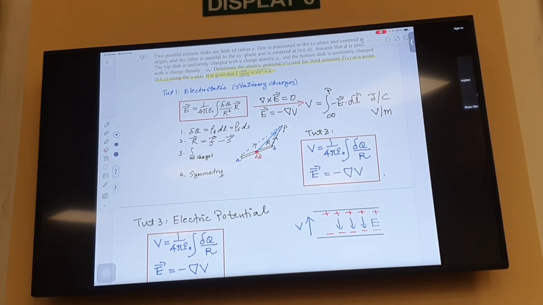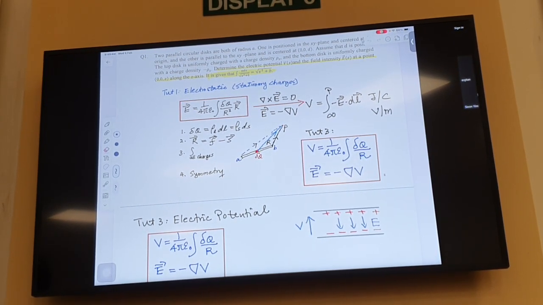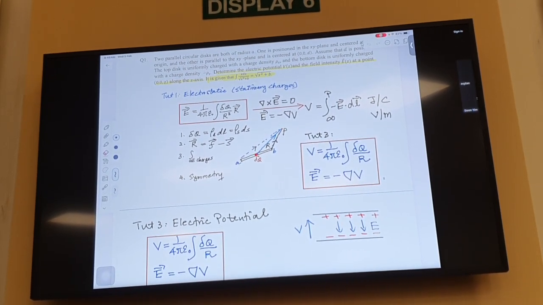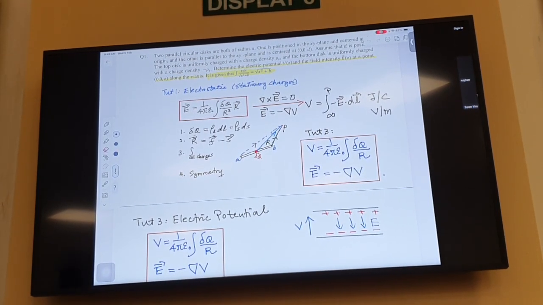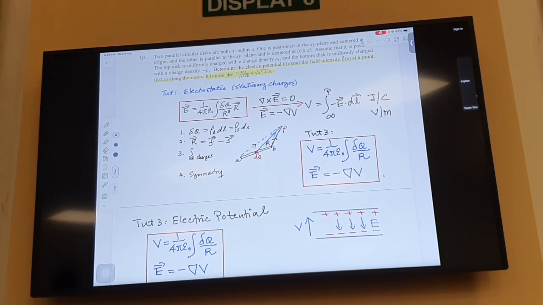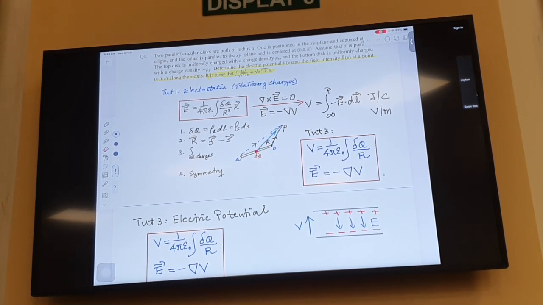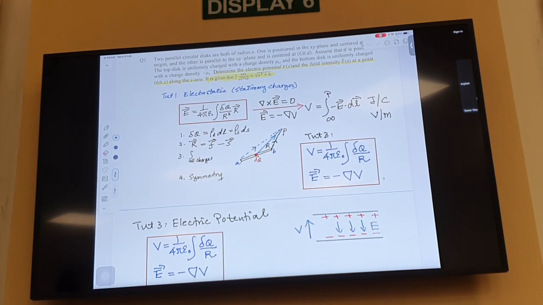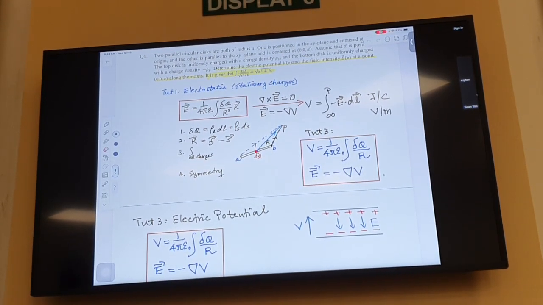Clear? So now, we summarize the approach for this tutorial. Instead of using the tutorial 1 approach, use this one to solve questions 1 and 2. In this tutorial, we just use a different approach. First, calculate the electric potential, followed by differentiation. For those who have time, after you solve this, go back and solve the other one. You can see the difficulty. Either approach will work. Clear? Any question before we start?